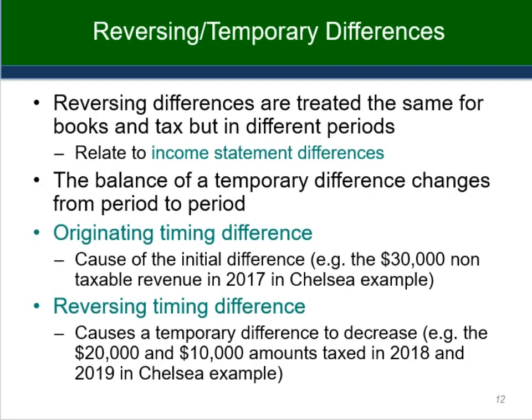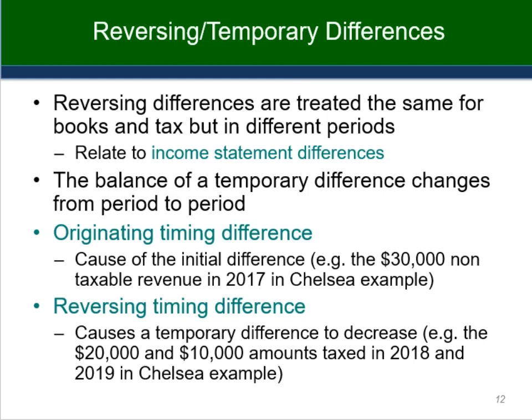The balance of a temporary difference changes from period to period. An example of this would be something like the amount of capital cost allowance deduction. So you could have an originating timing difference, which is the one that happens in the first period. In our example, that would be the $30,000 non-taxable revenue in 2017. And that was the amount that reversed over the next two periods.